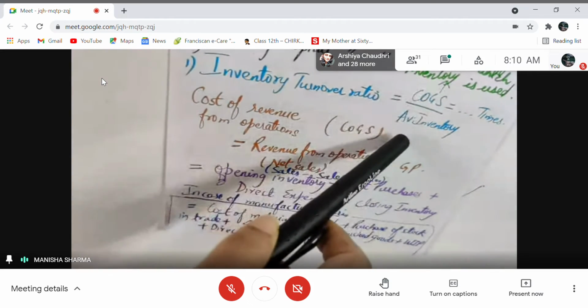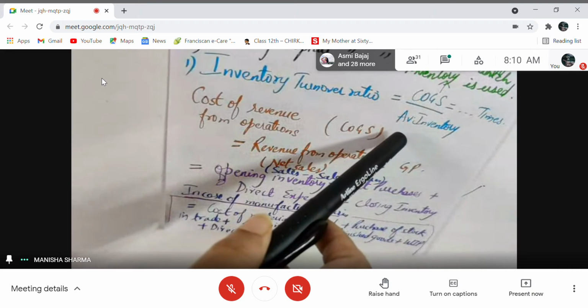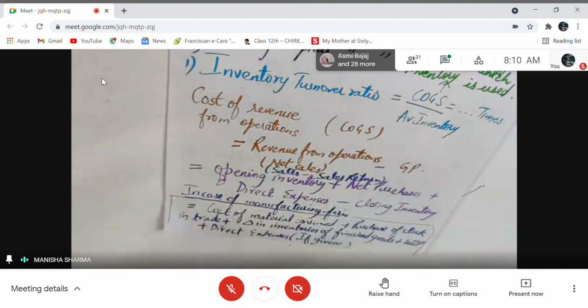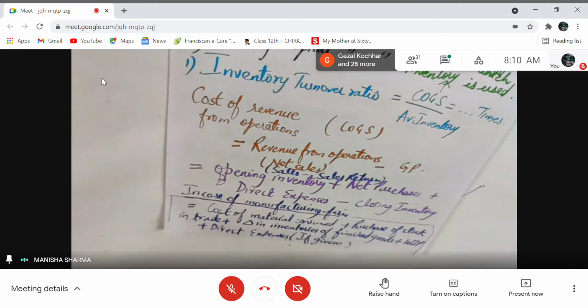So here we are comparing COGS with inventory. Fine. And it is a turnover ratio, so we will calculate it in terms of number of times. Fine. Is it clear? So what is inventory turnover ratio? COGS divided by average inventory.